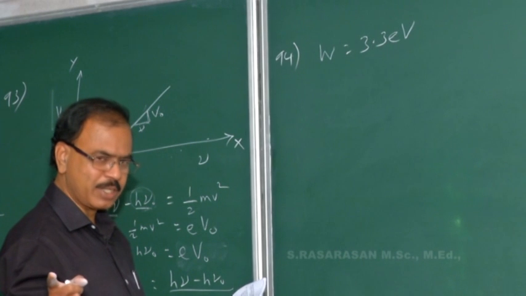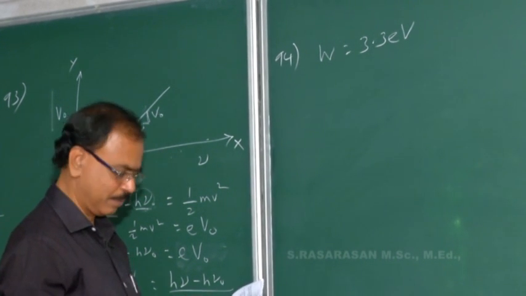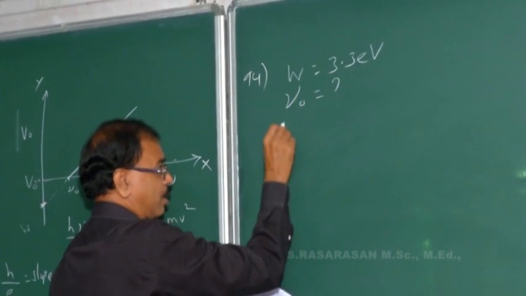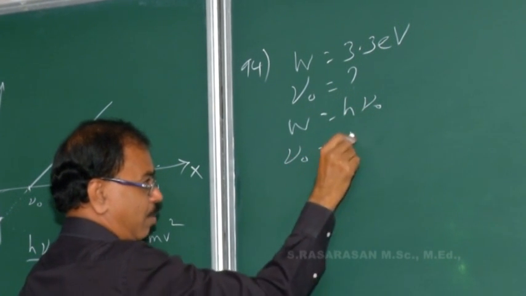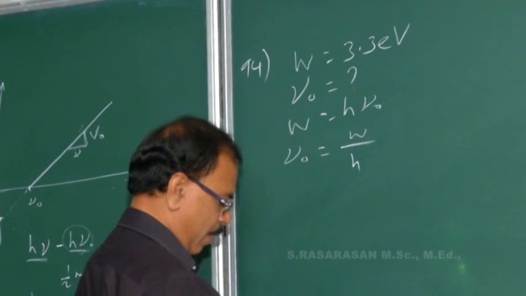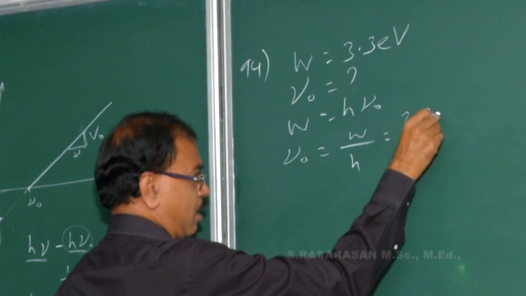The equivalent frequency is the threshold frequency, the equivalent energy is the work function. The threshold frequency will be, yes, W is equal to h nu naught. So nu naught is equal to W by h. We have to solve in SI units. W is 3.3 electron volt.